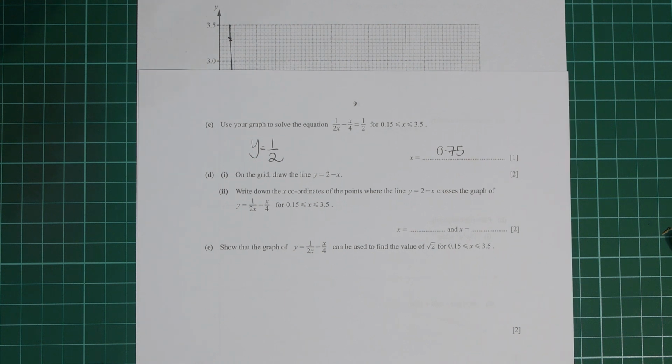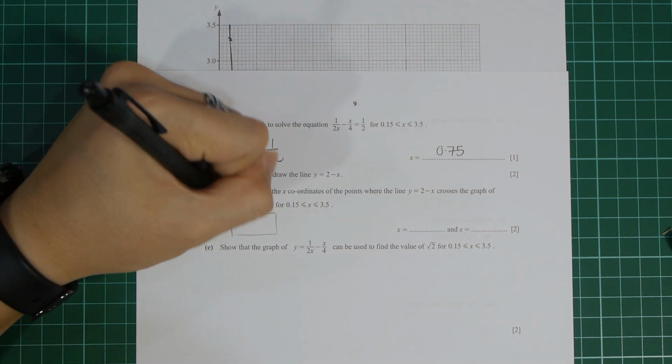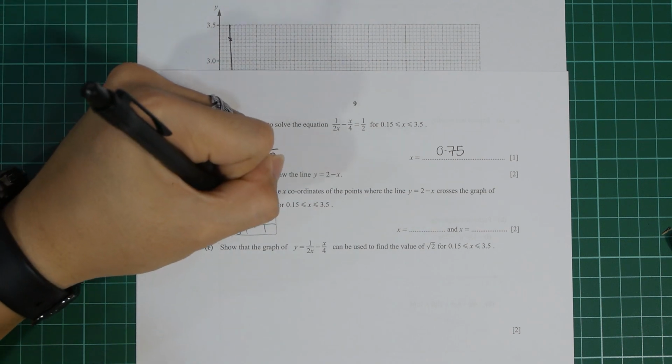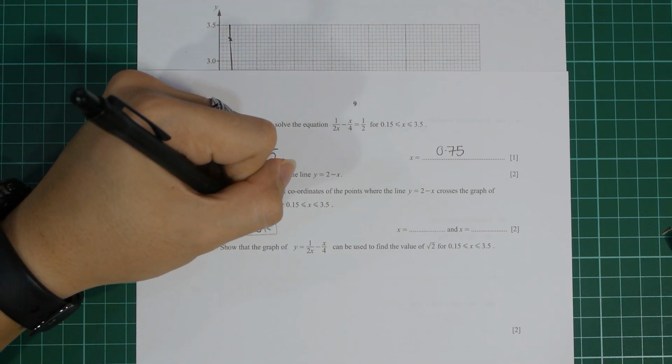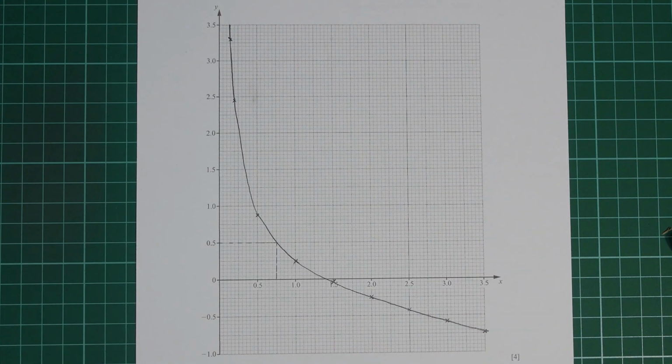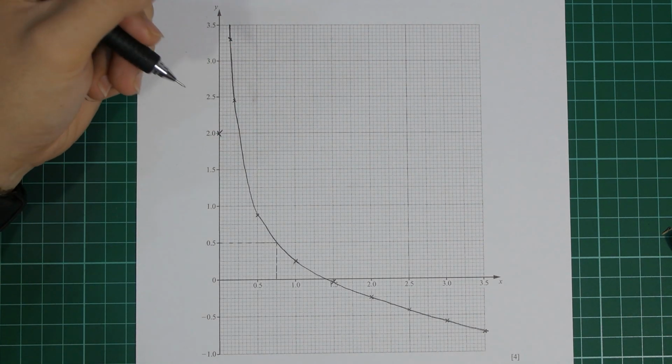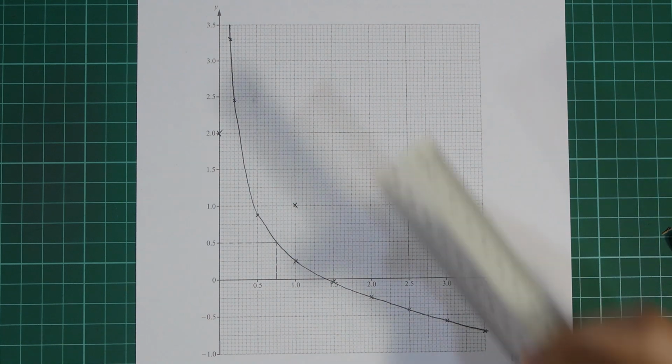Section D, number 1, just draw down the line by setting the points. When x equals 0, y is 2. When x is 1, y is 1. So I drew it over there, and the intersection will be 0.3 and 2.38.